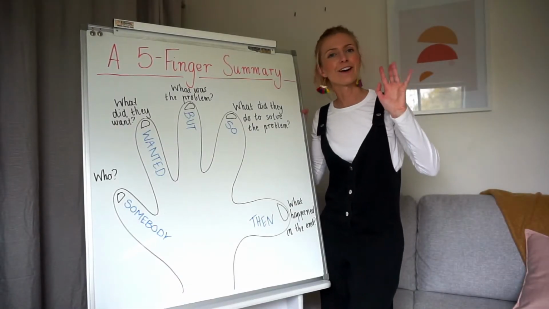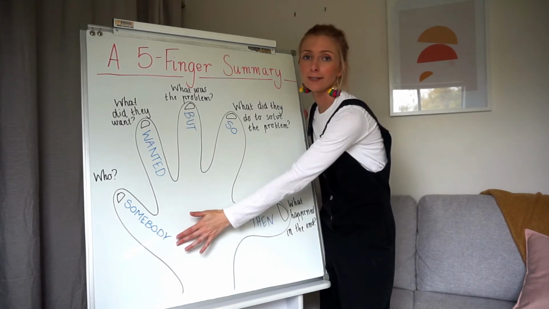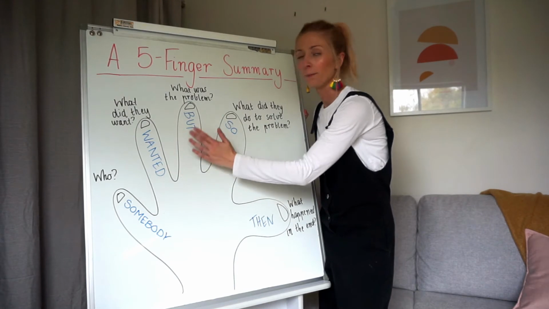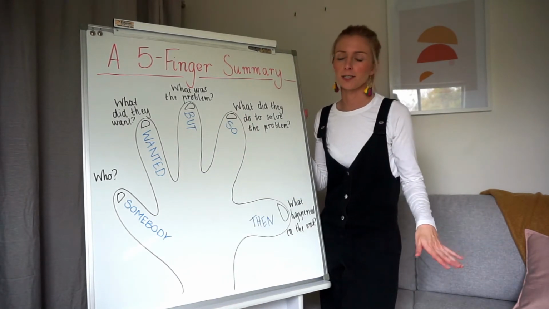Now, when I teach summarising at school, I like to teach something called the five-finger summary. What's that? Let's have a look. Alright, this is our five-finger summary. Now, our five-finger summary starts with the word somebody. Wanted, but, so, then. So let's break this up into a little bit more detail.